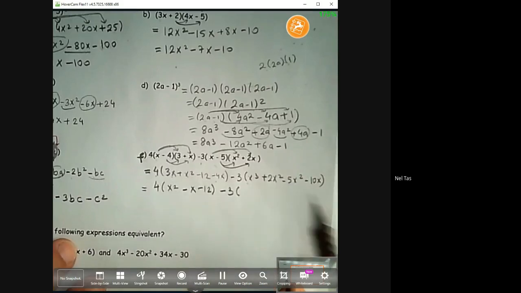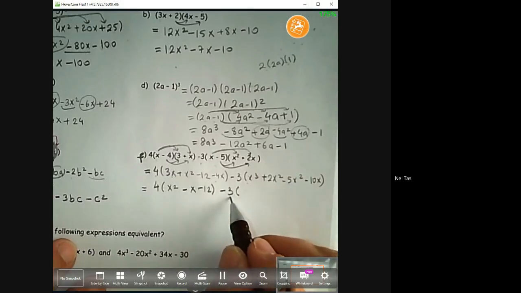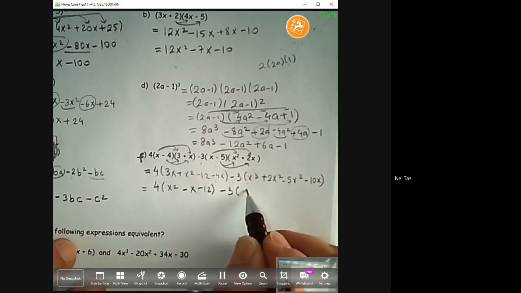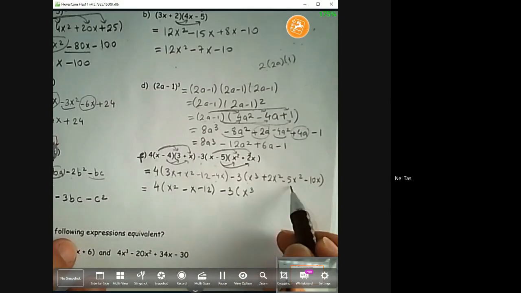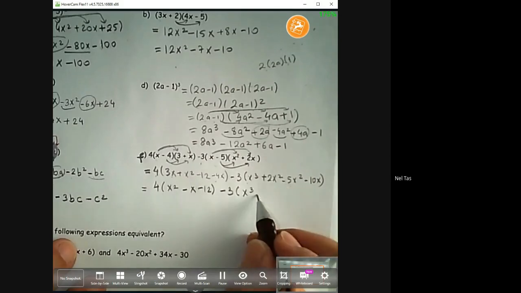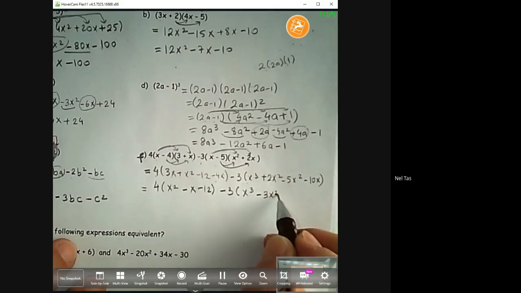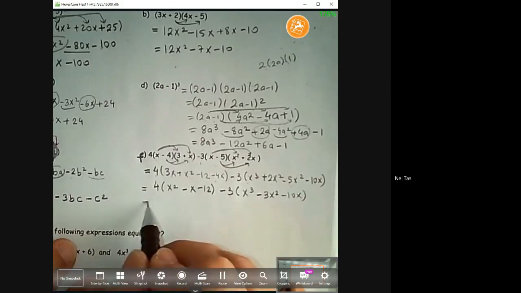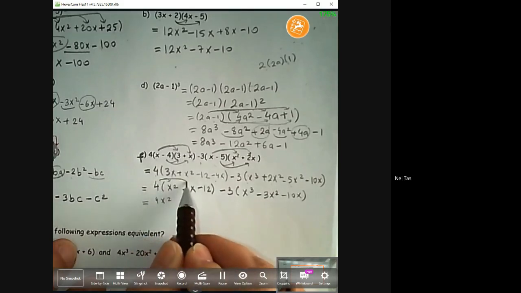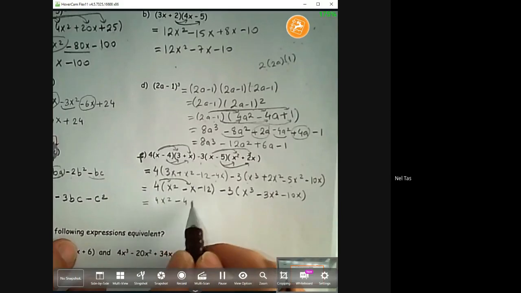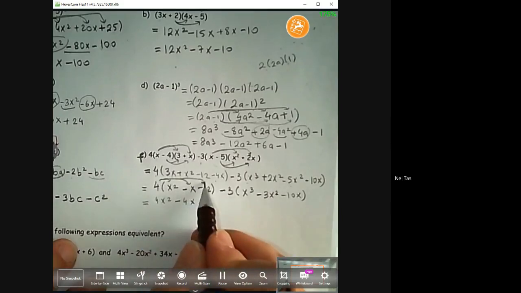I'm going to collect the like terms first before I multiply it by the number in front of the bracket. So I have x cubed, 2x squared minus 5x squared gives you minus 3x squared minus 10x. Now distribute the numbers. So 4 times x squared, 4x squared. 4 times negative x, negative 4x. 4 times negative 12, negative 48.